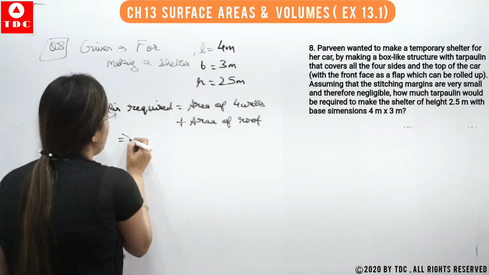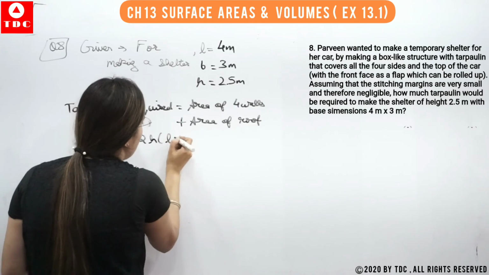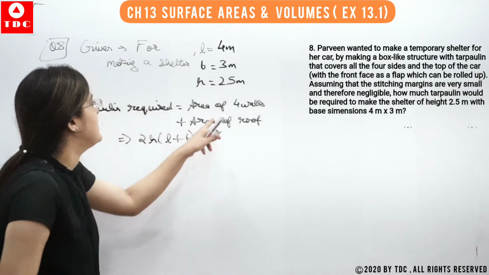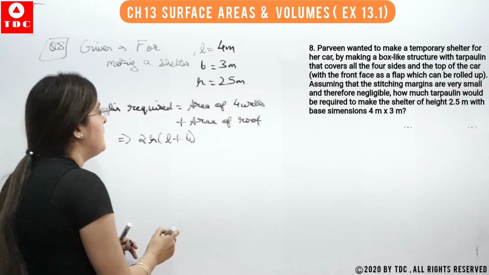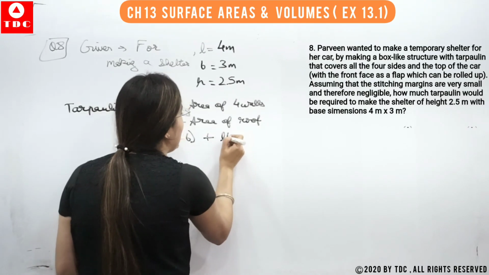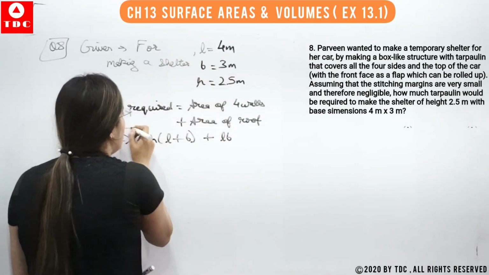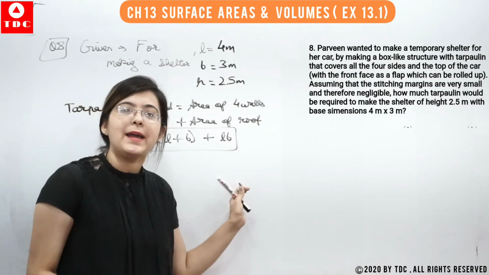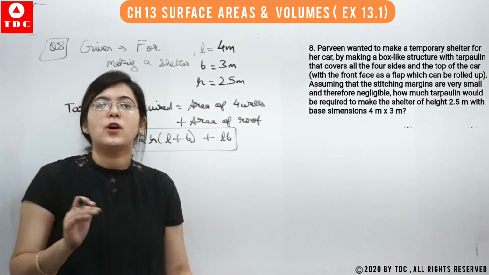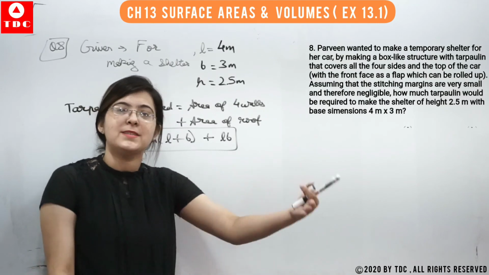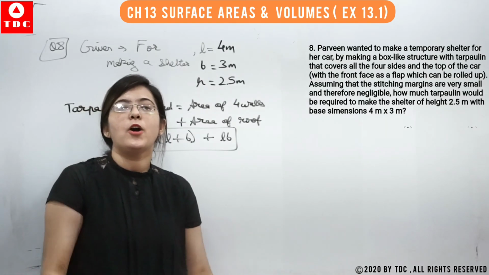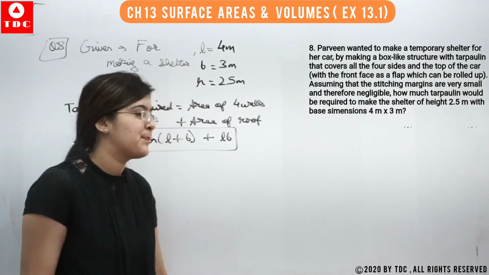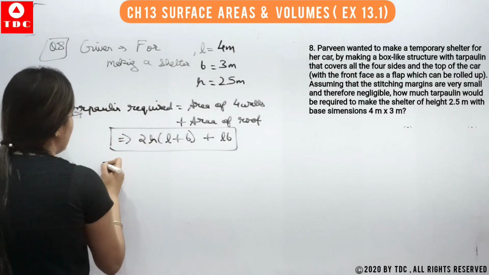So what formula we will use? 2H(L plus B), that is the area of 4 walls, plus area of roof will be length into breadth. Okay, we have not used here 2LB also. Why? Because in the base we do not want the sheet to be covered, because that is the floor on which the car will stand. Let's put the values here.